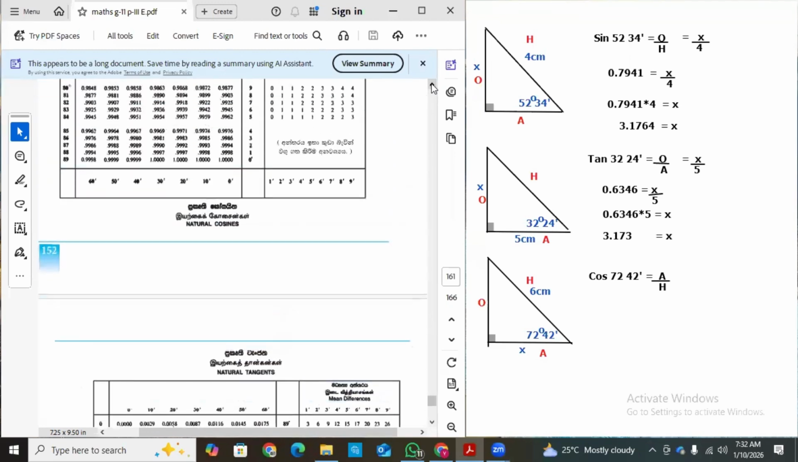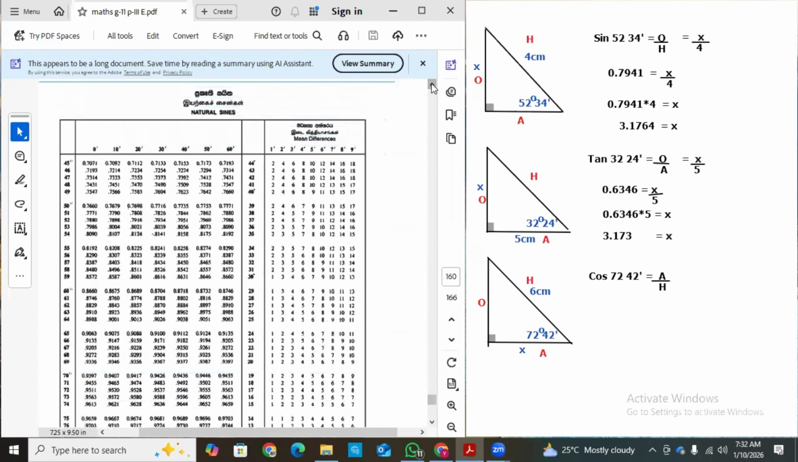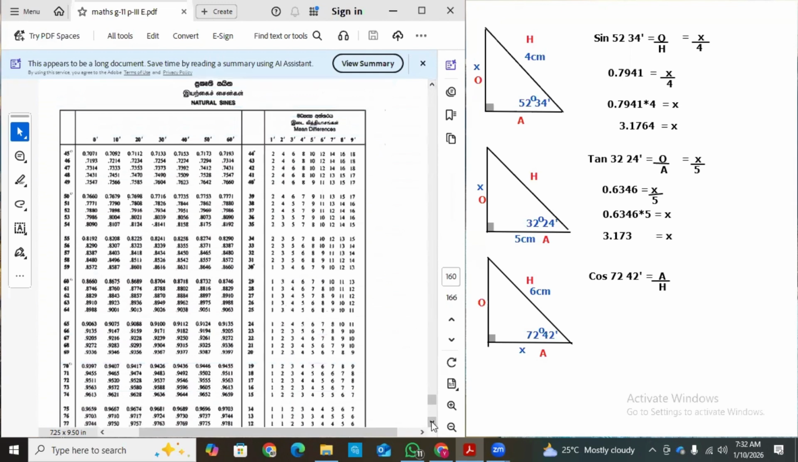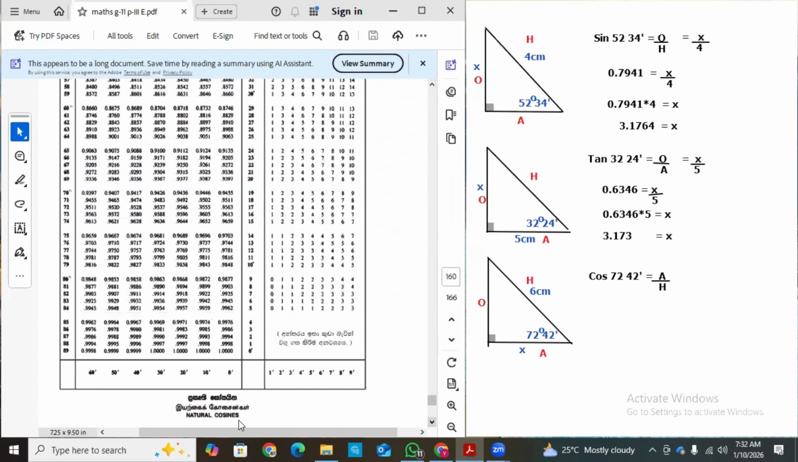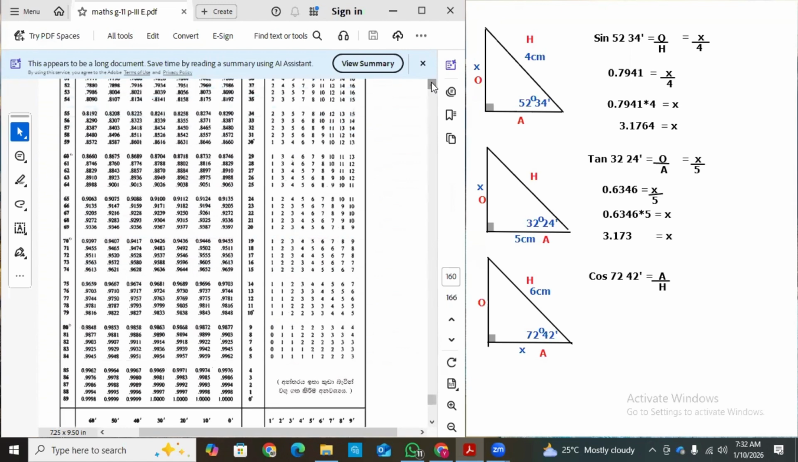For the cos, again, we have to go to the sine table only. So cosines, right now you can see it's starting from here, from the bottom of sine. Right now here the cosines. So cosine 0, 1, 2, 3, 4, 5, and so on, and 29. And now we have to find out 72.